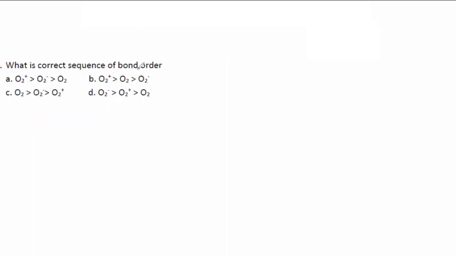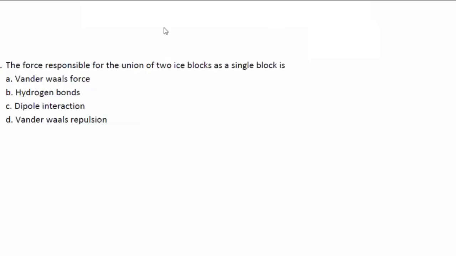What is the correct sequence of bond order? That we know. Here is actually O2, O2 minus, O2. So this is the answer. That's a direct question. I think no need of explanation. The force responsible for the union of two ice blocks as a single block is hydrogen bonding. Okay. Due to hydrogen bonding, when two ice blocks are combined, they become a single block. Okay. Fine.